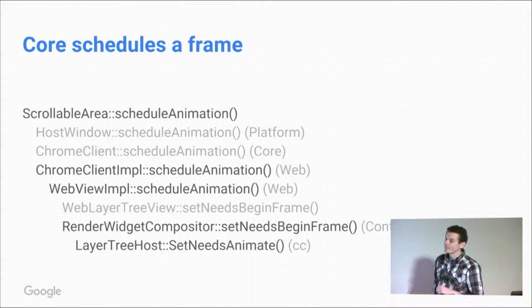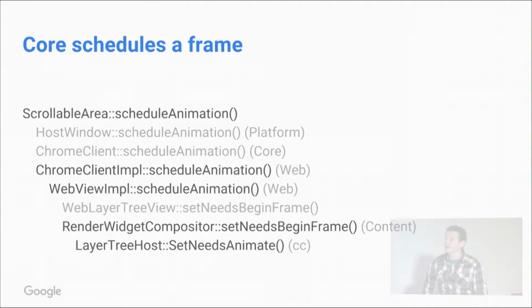Here's an example. Blink is powered by vsync. So when you append a new DOM node, we schedule a new frame by telling the compositor at the next vsync, please run our lifecycle and our pipeline. This is actually what the call stack looks like in Blink. First, you'll notice that it goes through scrollable area schedule animation. There's an amazing comment right above this function that says scroll bars should be able to schedule animations. The entire engine is powered by this function.